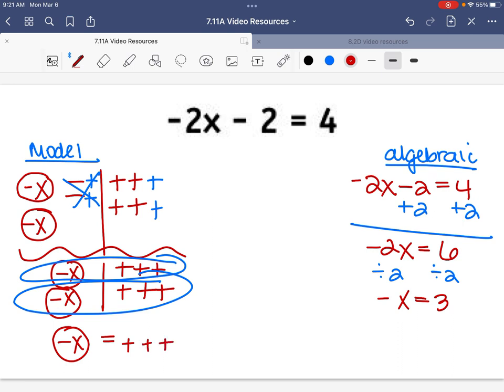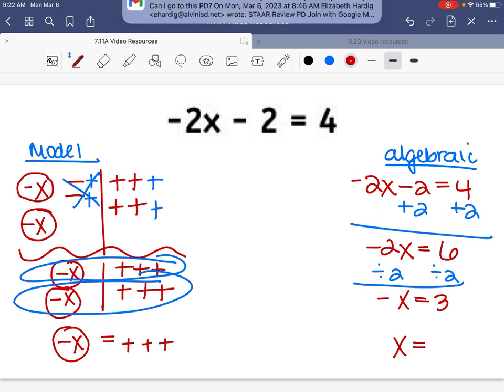But I don't want that. I want a positive x, a whole positive x. So I will take the opposite of both sides because I know that the opposite of a negative x is a positive x. And the opposite of a +3 is a -3.